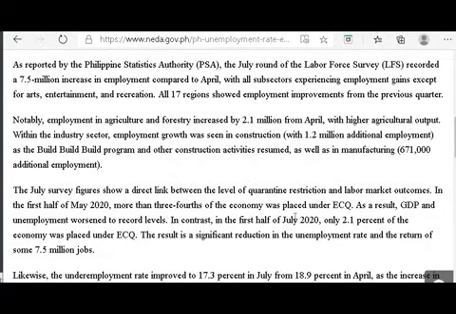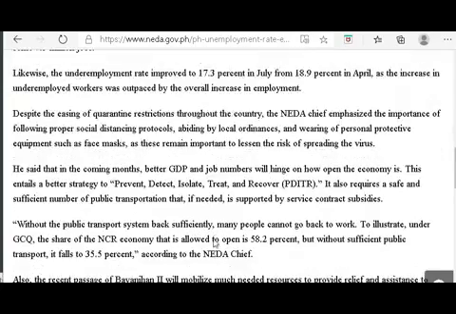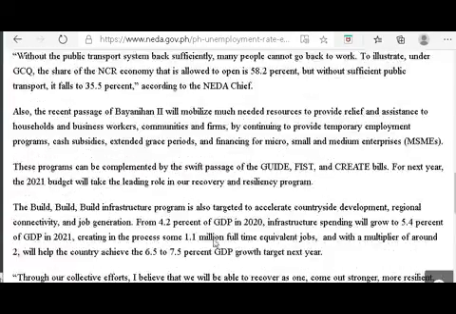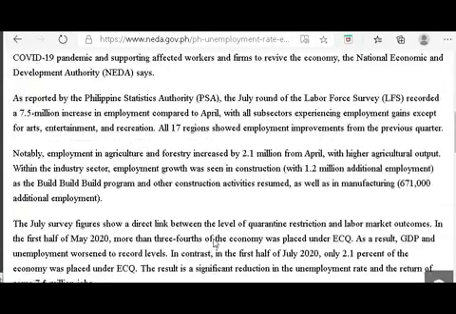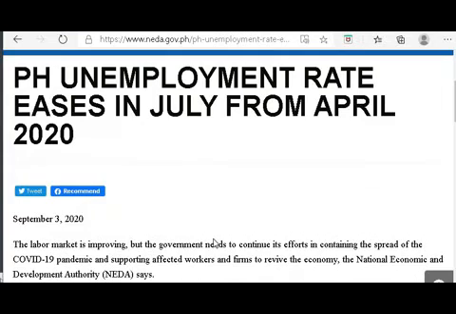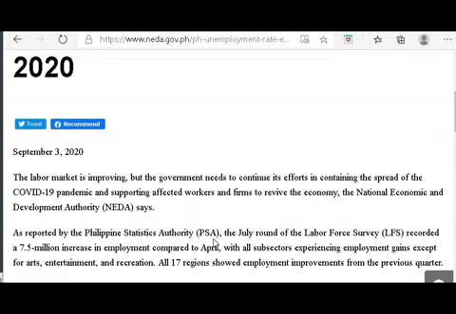In contrast, in the first half of July naman, pagdating ng July, only 2.1% of the economy was placed under ECQ. So, konti na lang. The result is significant reduction in the unemployment rate and the return of some 7.5 million jobs. Okay? So, ayan. I won't go much further on this, no? So, ito yung case natin sa Philippines, no? Medyo nakakabawi na tayo when it comes to employment rate. Pero nung kasagaran ng COVID-19 or kasagaran ng quarantine, talagang bagsak na bagsak ang ating economy. Okay.